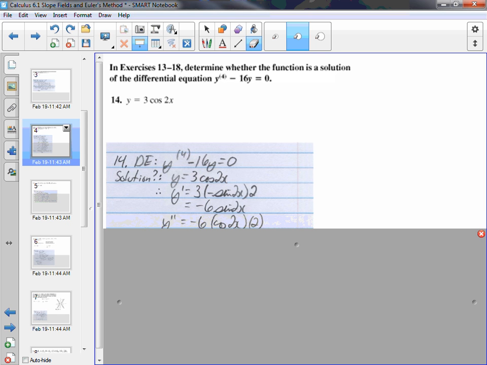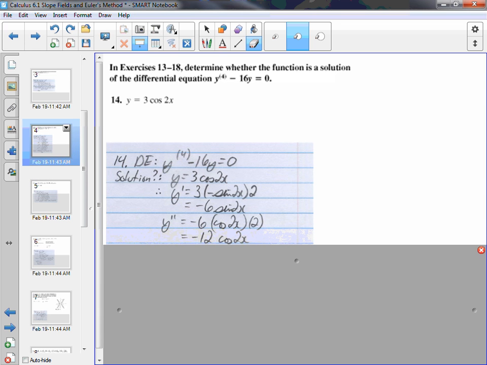Constant multiple rule again, so negative 6 times, and then the derivative of the sine of u is cosine u times the derivative of u. So that'll be the cosine of 2x times the derivative of 2x. And when we simplify that, we get negative 12 times the cosine of 2x. Take that derivative. Y'all still with me? Am I going too fast?